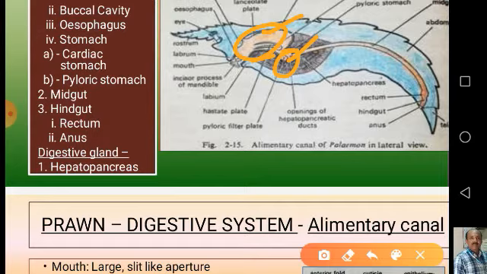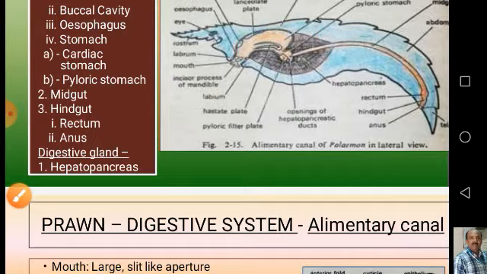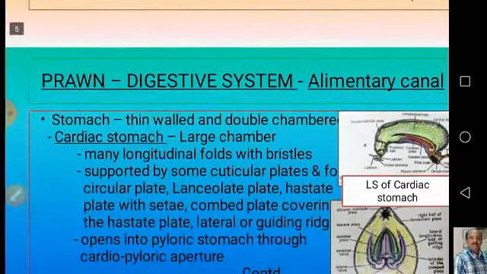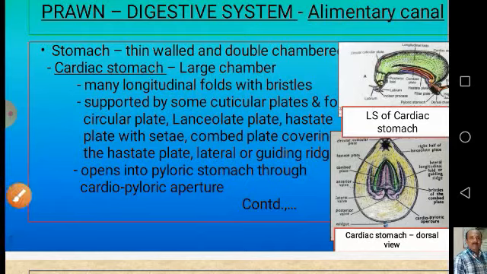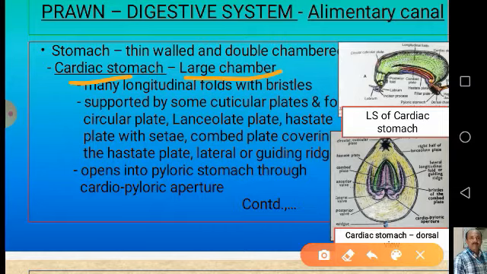The inner lining or intima of the cardiac stomach presents numerous foldings. Now we will see the next slide. Here is the cardiac stomach. It is a large chamber with many longitudinal folds with bristles, and the walls are supported by some cuticular plates, folds and ridges also. For example, there is a circular plate, which we can see here.